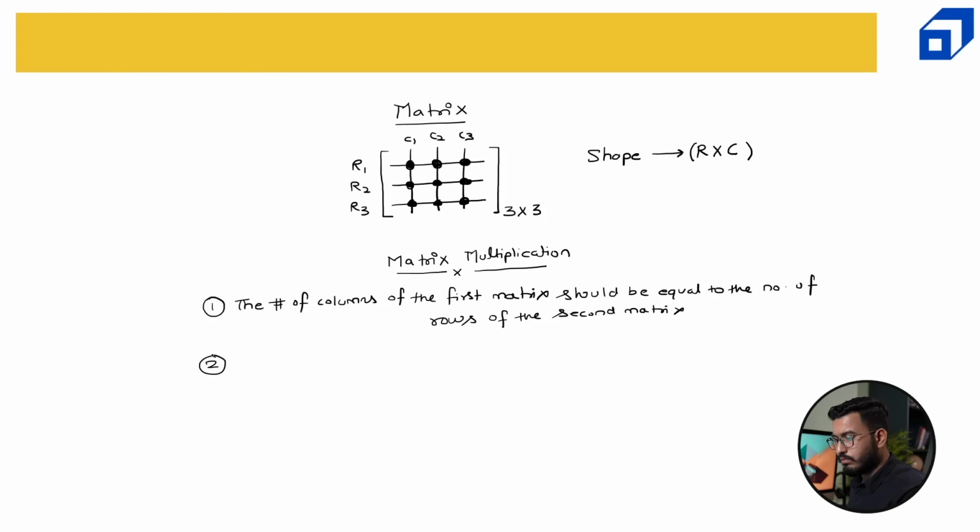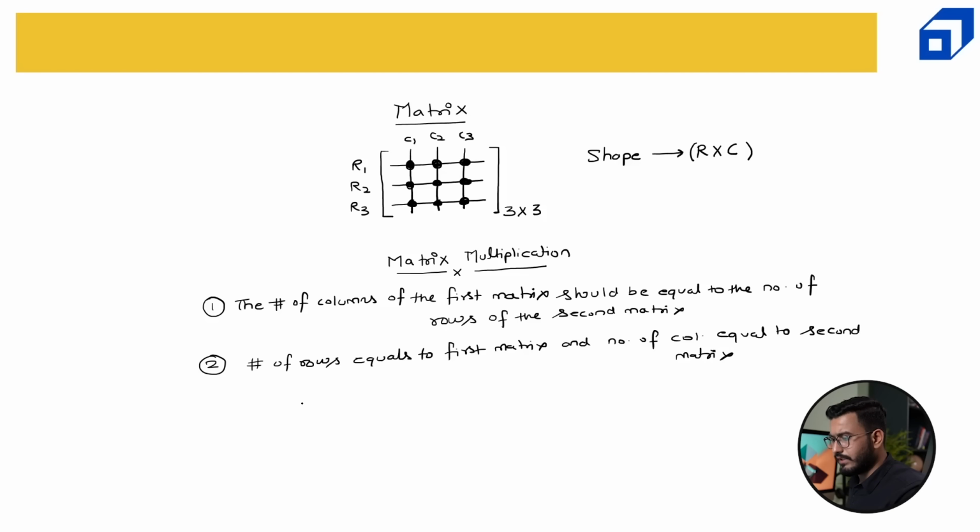When you multiply two matrices, the output that you will get will have the number of rows equal to the first matrix and the number of columns equal to the second matrix.